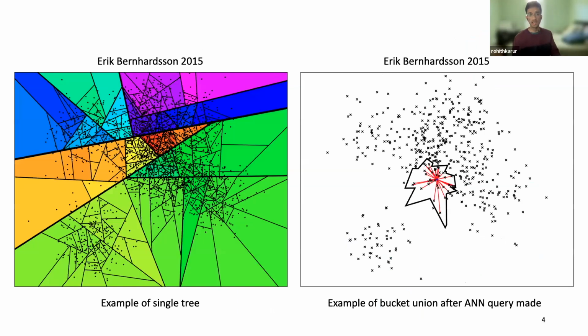So that's in a nutshell how the algorithm works. And here are two images from the creator of the Annoy library. On the left is a field of points that are being divided into several buckets. And on the right is basically a bucket union centered around one point. So on the right, we basically have queried for the point in the center of that red star, and it has given us the nearest neighbors according to this method.